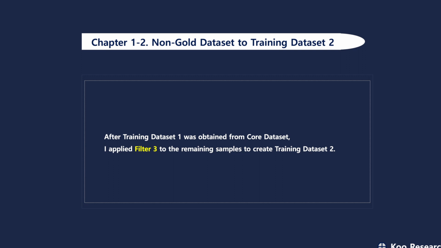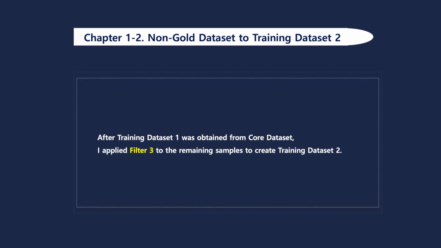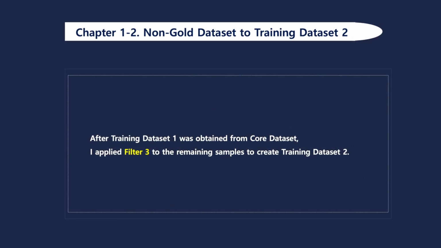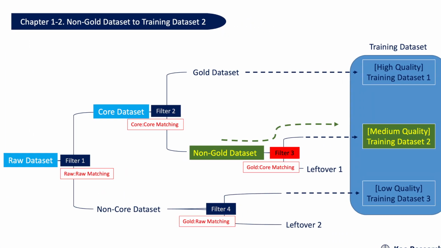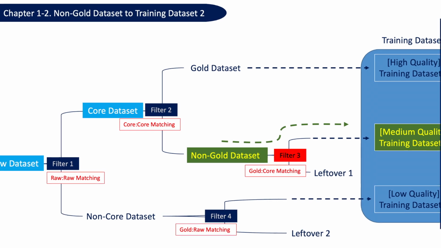Chapter 1 to 2. Non-gold dataset to Training Dataset 2. After Training Dataset 1 was obtained from the core dataset, as illustrated in this figure, I applied Filter 3 to the remaining samples to create Training Dataset 2.